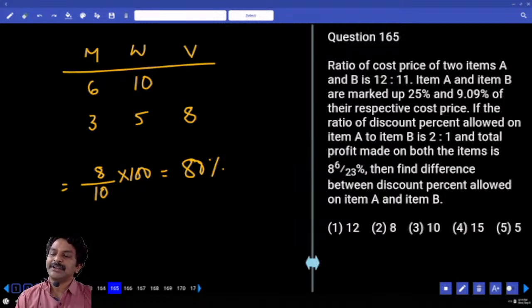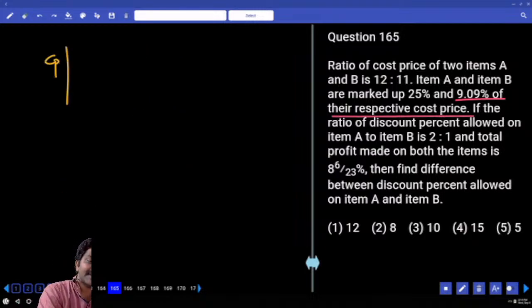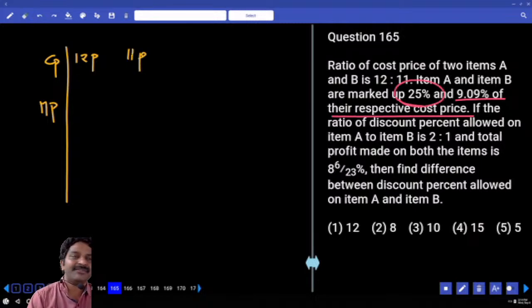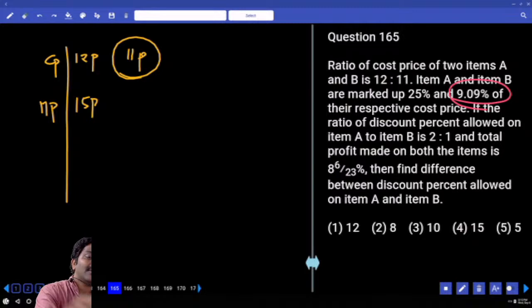The ratio of cost price of two items is 12:11. Item A and item B are marked up 25% and 9.09%. Can I write it as 9 1/11%, which is equal to the fraction 1/11, of their respective cost prices. So now I am writing cost prices here, then I will write market prices. The cost prices are 12 parts and 11 parts. The first one is marked up by 25%, right? 25% of 12 parts is 3 parts more, so 15 parts. And then 1/11 more upon 11 parts, 1 part more, so 12 parts.